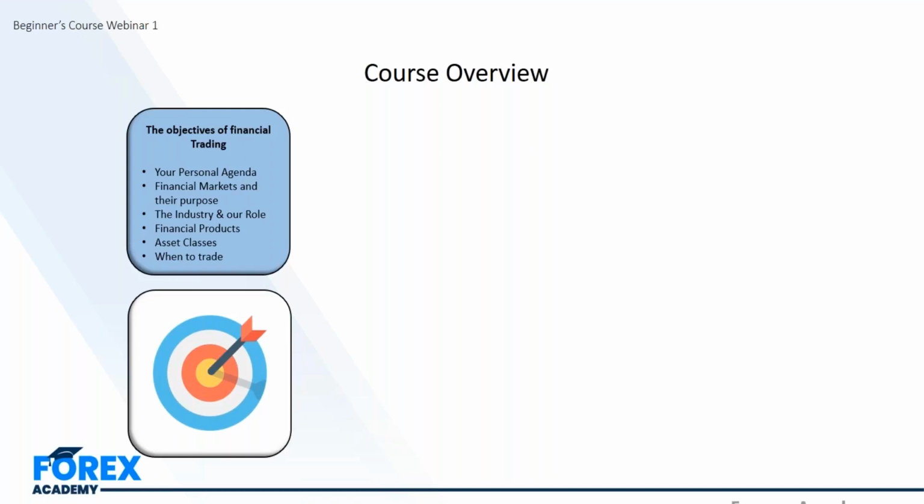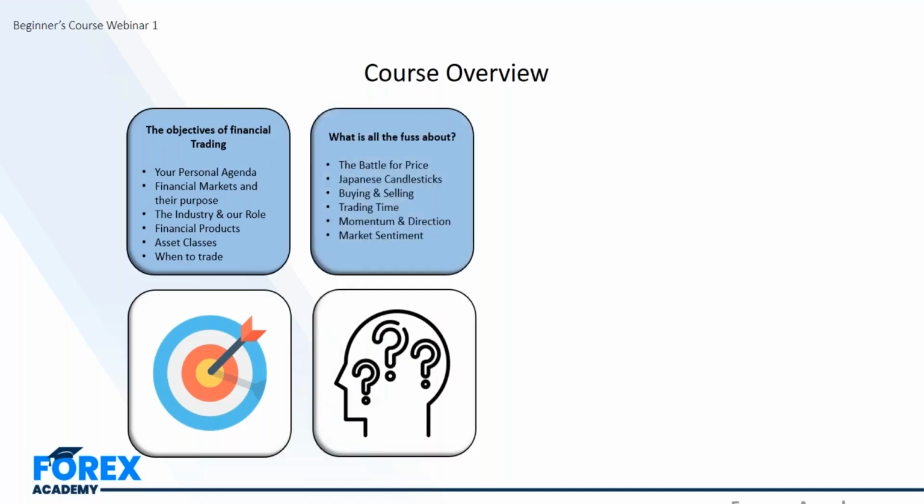The second webinar will look at price action and really answer the question, what is all the fuss about? Why do we enroll ourselves in this task to make money and trade the financial markets? We'll be looking at the battle for price, particularly with that price structure, Japanese candlesticks, then looking at both taking long or short positions, that's buying and selling the market.